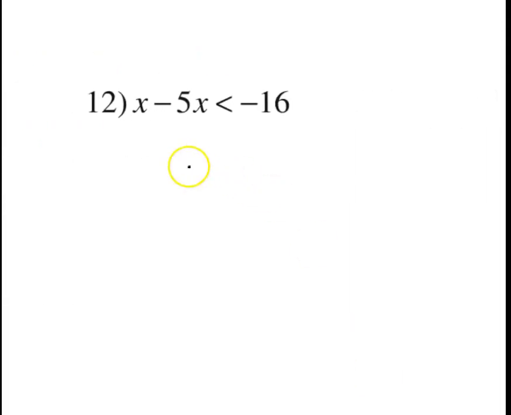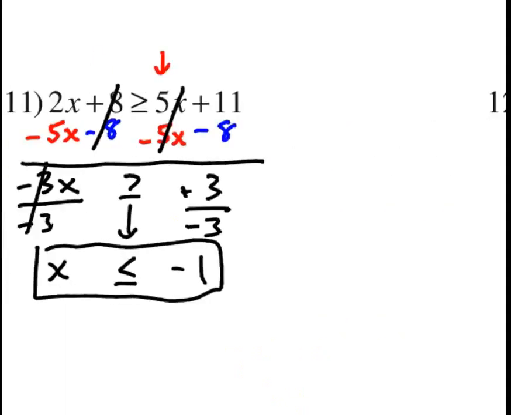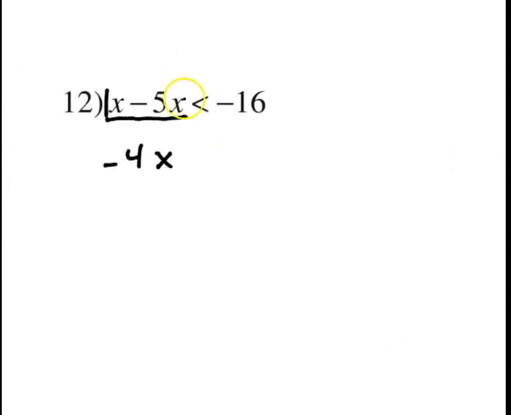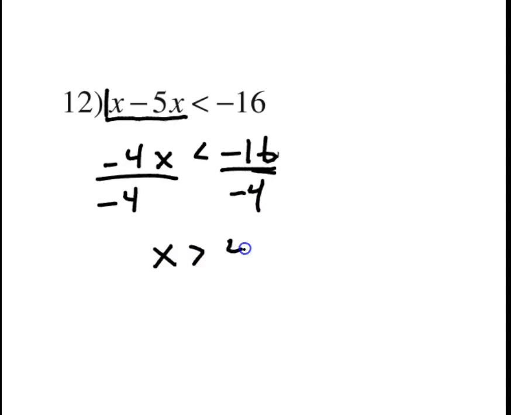Number 12. We have variables on the same side, so you don't want to add 5x or subtract x. You actually just combine these together. 1 minus 5 is negative 4, because they're on the same side. So that's different than this. When they're on different sides, you go ahead and subtract. If it's positive 5x, we subtracted, did the opposite. But when they're on the same side, you just combine them together, 1 minus 5. Okay, less than negative 16. And once again, we're dividing by a negative, so you will flip the sign. So we'll have x is greater than positive 4.